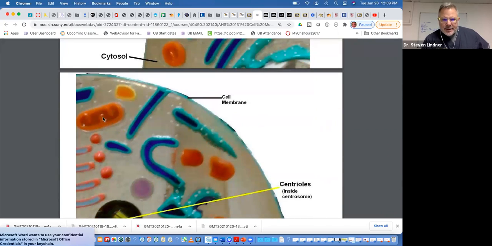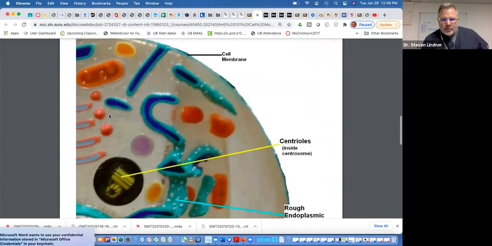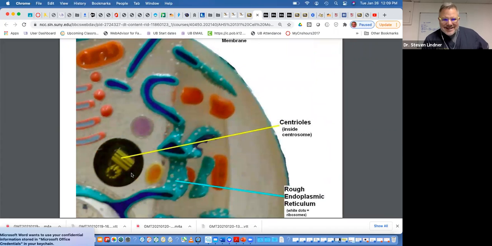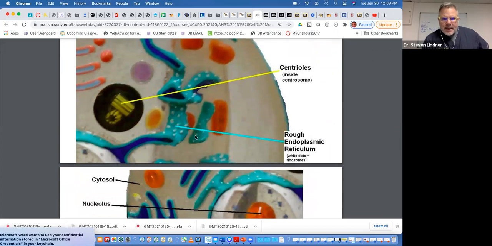Here's a mitochondria. The black structure is the centrosome, with the centrioles are the spindles. Because these have the white speckles on them, those are fixed ribosomes. We call that the rough endoplasmic reticulum. Don't call it rough ER. There's no abbreviations that are permitted on exams. You have to write the whole thing out, rough endoplasmic reticulum.